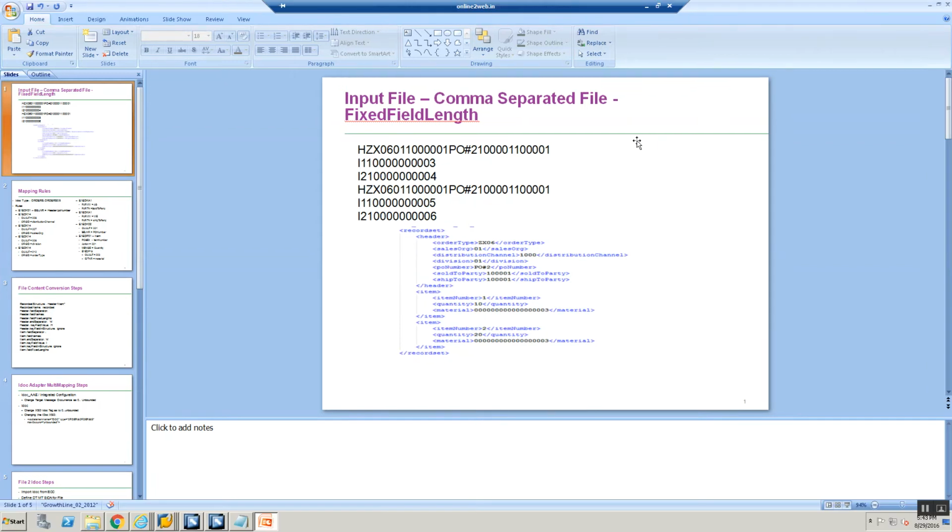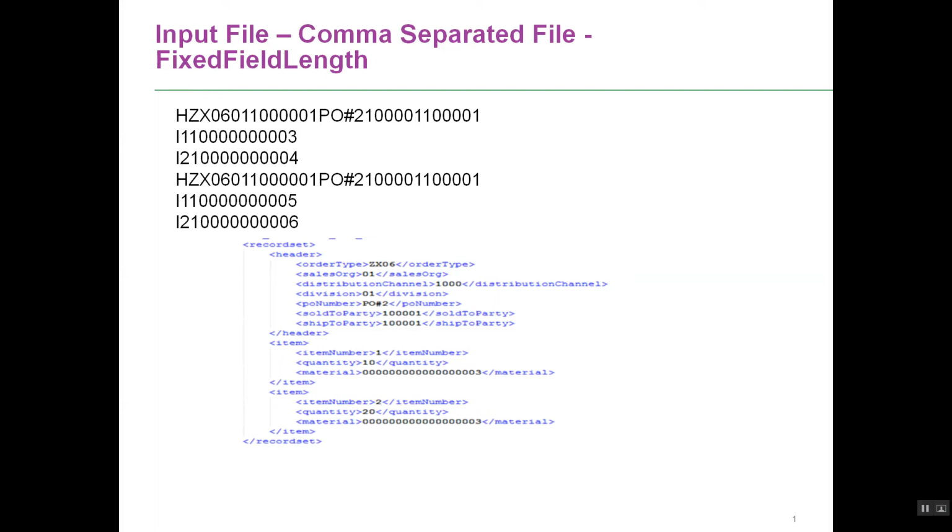Welcome back. In this session, we will be looking at a file to IDOC scenario, and that file to IDOC scenario is going to deal with two different new concepts that we are going to look at. First, as in the previous session, we saw that the file was a comma separated file. Now we are going to look at a file that is a fixed field length file.